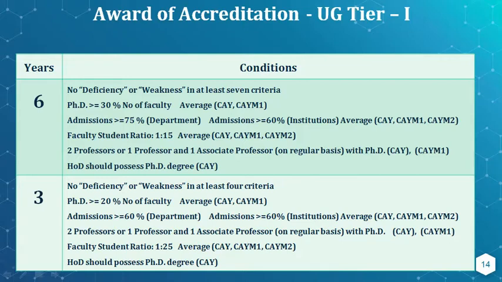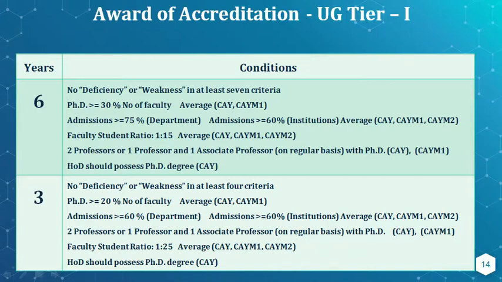Now when it comes to UG Tier 1 accreditation, which is for a national important institution, there are three situations. One, our course will be accredited for 6 years, or it will be accredited for 3 years, or no accreditation is given. So the minimum conditions they define for 6 years of accreditation for a UG Tier 1 engineering program are some defined conditions.